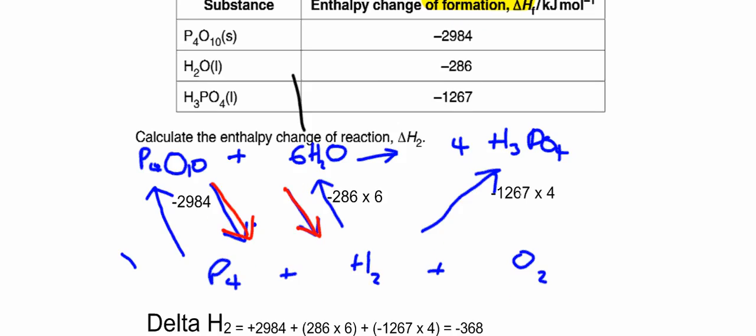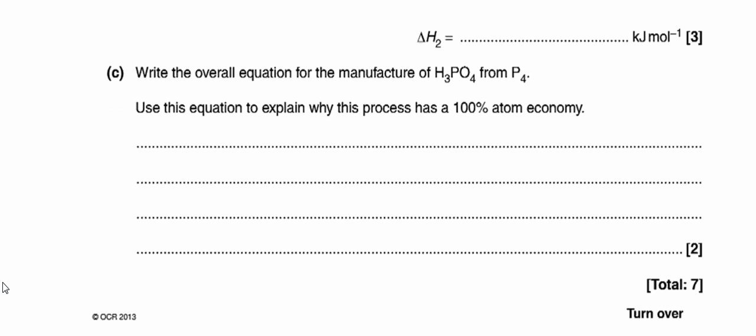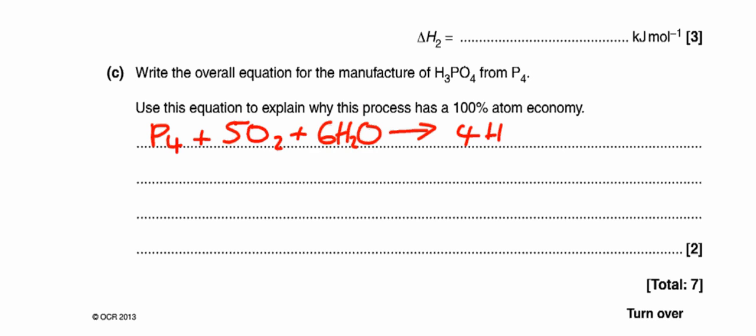So back to the question, if I could remember what I've just said, you should have P4 plus your oxygens, which I think was 5 O2, plus your 6 waters, that's what it was, and that goes to your 4 phosphoric acids. So all you've done from those 2 equations is cancel out what was on the left and right hand side, the P4O10.